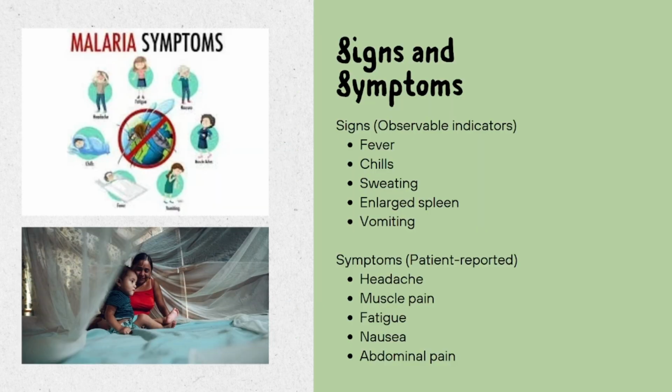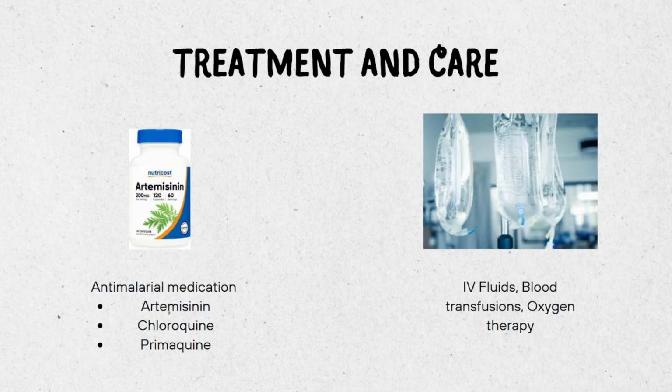These are the signs and symptoms of malaria. The signs are fever, chills, sweating, an enlarged spleen, and vomiting, while symptoms include headaches, muscle pain, fatigue, nausea, and abdominal pain. The most common treatment for malaria is anti-malarial medications such as artemisinin, chloroquine, and primaquine. In severe cases, however, patients may need to be hospitalized for IV fluids, blood transfusions, and oxygen therapy.